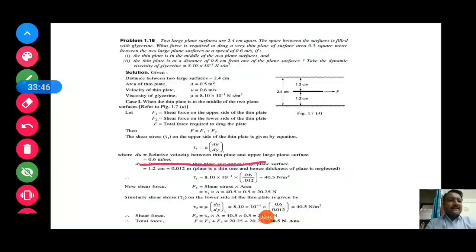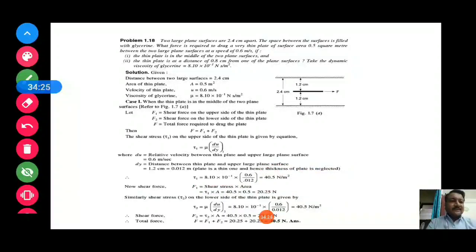Du is given, that is the relative velocity is given as 0.6 meter per second. Then the next one, dy, is also given. Dy is 1.2 centimeter, that is 0.012 meter. Put the values and find out the tau. So tau is equal to mu, 8.10 into 10 raised to minus 1, into 0.6 divided by 0.012, and this tau 1 is equal to 40.5 Newton per meter square.